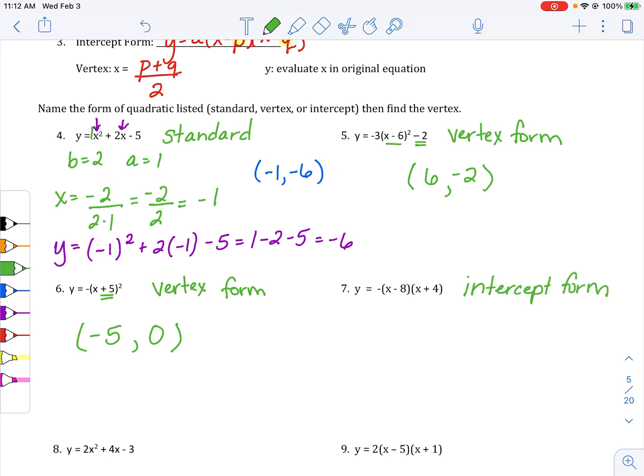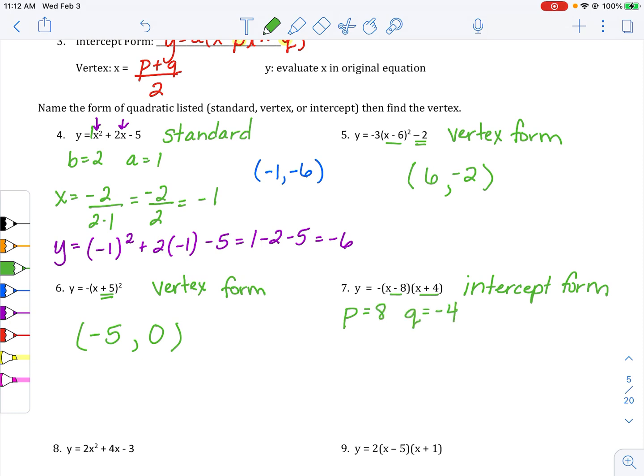Okay, it involves a formula for finding the x value of the vertex. So I need to identify p and q first. You want to know what's being subtracted in each parenthesis, so you're taking the opposite of what you see. The opposite of a minus 8 is an 8, and the opposite of 4 is negative 4. So therefore, x equals p plus q divided by 2. You're finding the average. So 8 plus negative 4 divided by 2.